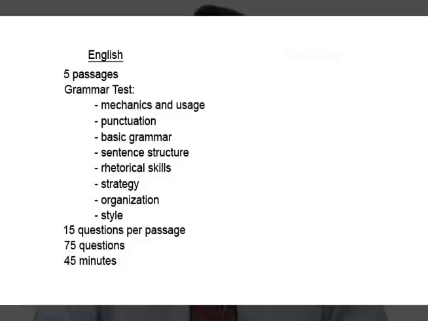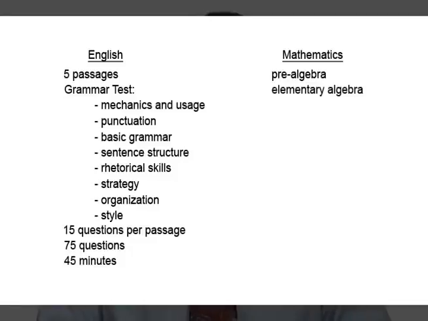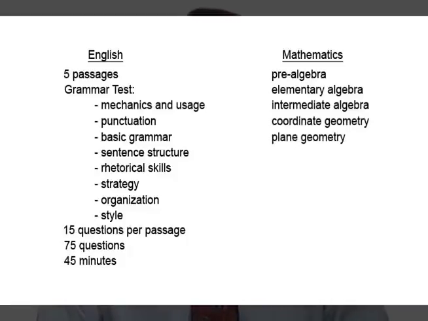Next is mathematics. Mathematics will test pre-algebra, elementary algebra, intermediate algebra. So it's going to test all areas of algebra. They'll also test coordinate geometry, plane geometry, and also some trigonometry. So those are the areas of math that they'll test. Math is 60 questions, 60 minutes. You have on average 1 minute per question, and the questions are all multiple choice. Everything on the ACT is multiple choice.